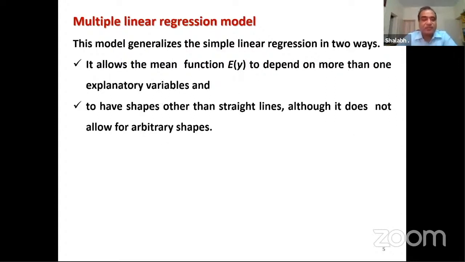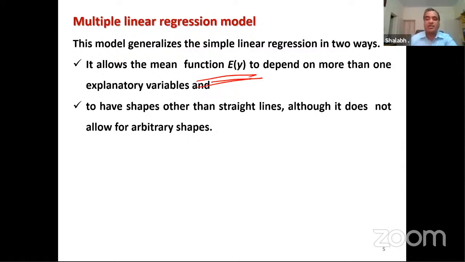Okay. So anyway, this multiple linear regression model is going to extend the simple linear regression model in a way that it will allow the average value. Earlier you had expected value of y equal to beta 0 plus beta 1 x. Now it will extend to more independent variables, more explanatory variables.